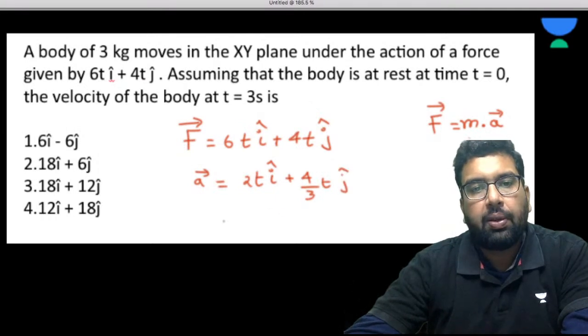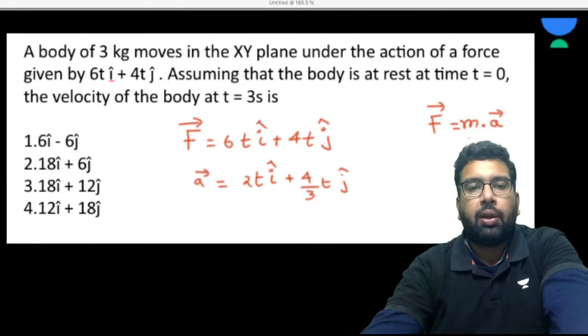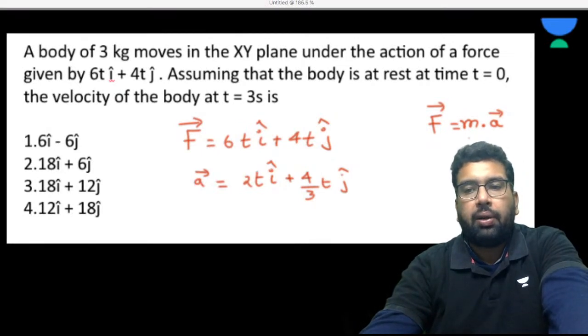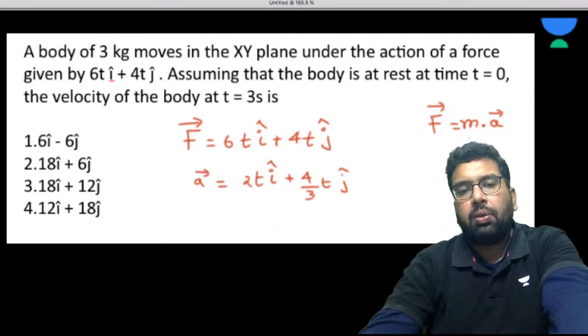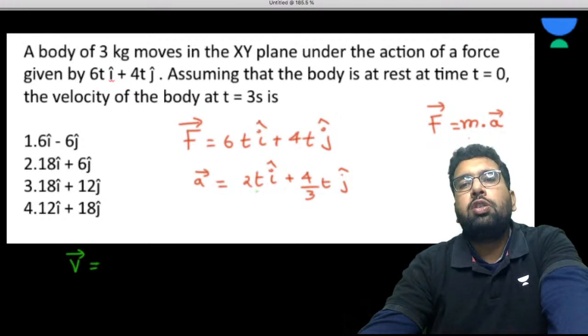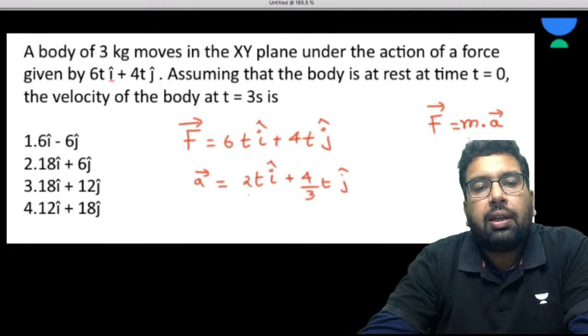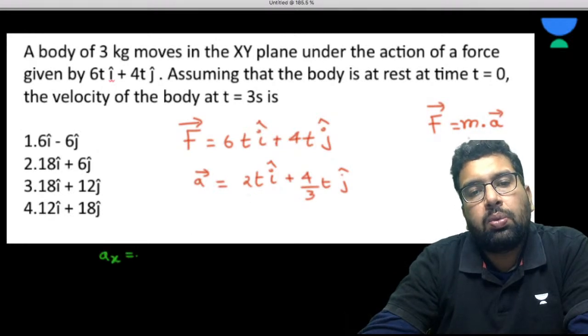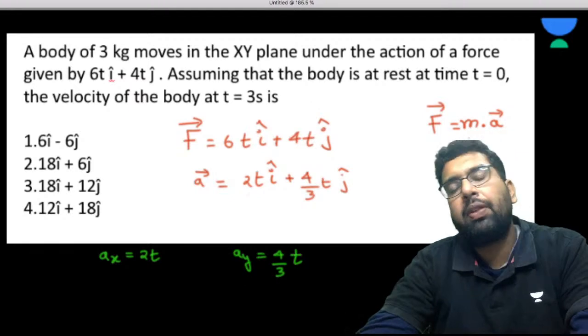Do you agree to it? Have you done till this point? Yes or no? Okay, now once this has been done, you can get the velocity vector. So you need to integrate this 2t between 0 to 3. So what will it become? Now let's integrate it separately. You understand that you have ax, that is 2t. Yes or no? You have ay, that is 4 by 3 t.